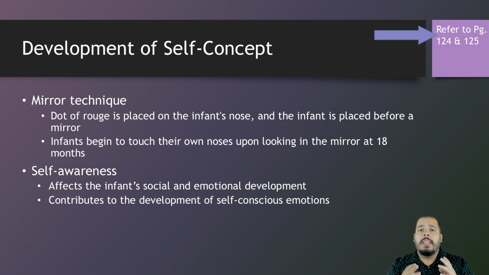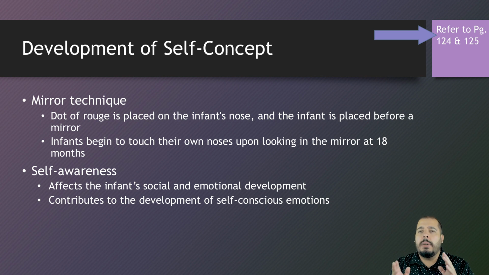At some point, they begin to realize that their own bodies extend only so far. The mirror technique is used to determine when the self-concept is developed. A dot is placed on the child's nose or somewhere on the face, and a mirror is placed in front of them. Before 18 months, an infant will look at the mirror and may even see the dot, but doesn't respond to the dot or their own reflection.